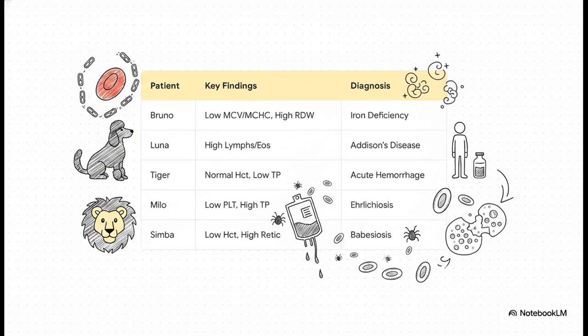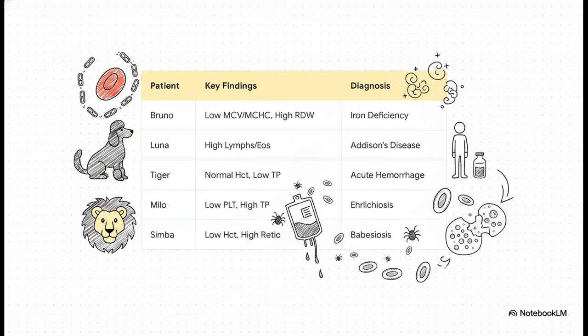Moving on to Tiger. He collapsed with pale gums, a totally normal hematocrit, but low total protein. That points to acute hemorrhage, since total protein always drops before the hematocrit has time to catch up. Then we have Milo. Severe thrombocytopenia and high total protein from a tick infestation, pointing straight to canine monocytic ehrlichiosis.